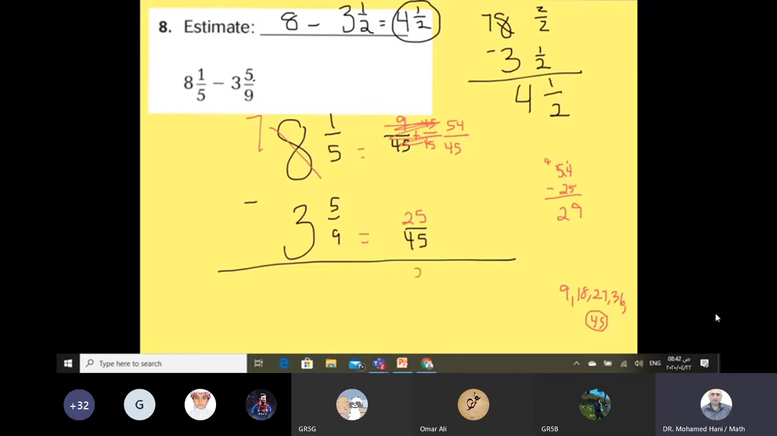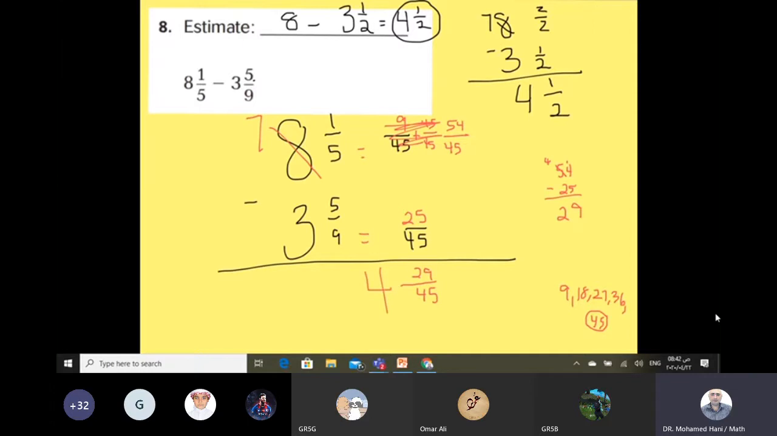All right, so we have 29 over 45. Now that's a regular fraction. And now let's subtract our whole numbers. 4 minus 3 is 4 wholes. And there's our fraction answer.